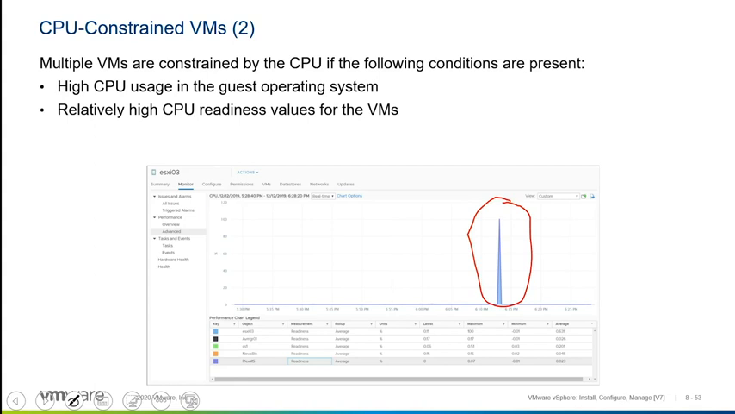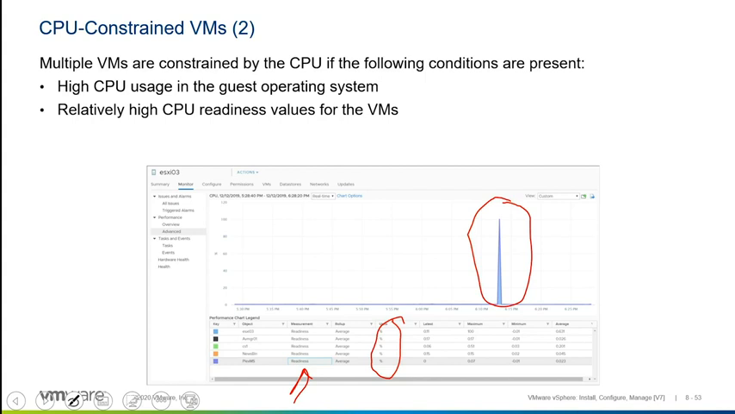Now, in this case, I am measuring readiness as a percentage. The value or the counter in ESXi that shows you CPU ready as a percentage is actually called readiness. CPU ready as a counter is measured in milliseconds: how much time over the last interval was spent in the CPU ready state.